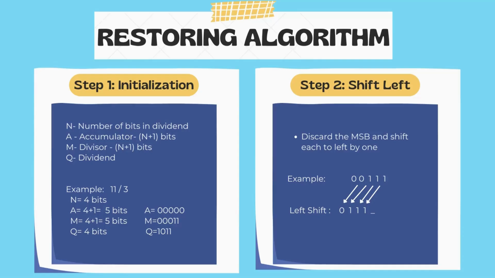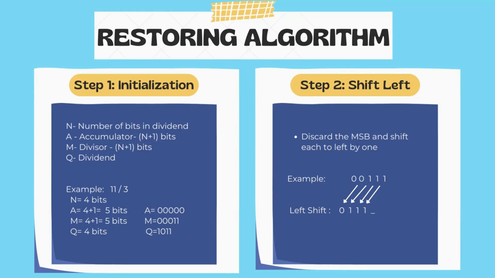First is initialization. Here we have to initialize 4 values: n, A, M and Q, where n is the number of bits in the dividend, A is the accumulator, M is the divisor and Q is the dividend. The number of bits of A and M will keep on changing, as we have to use the formula n plus 1, which is dependent on n.